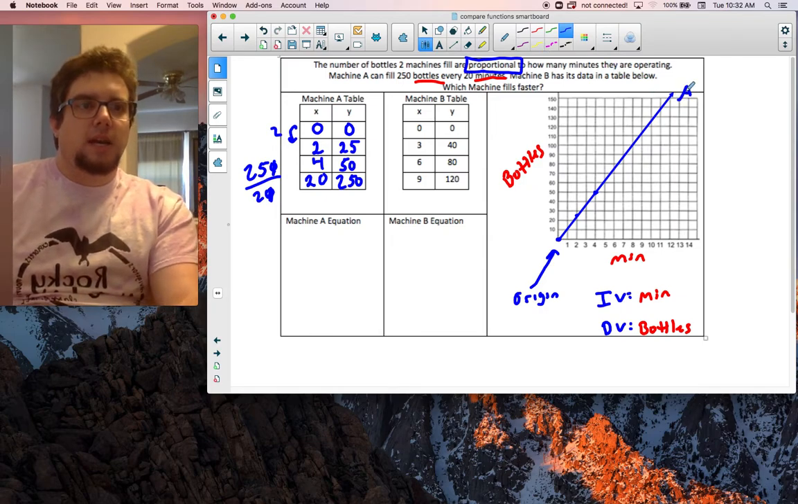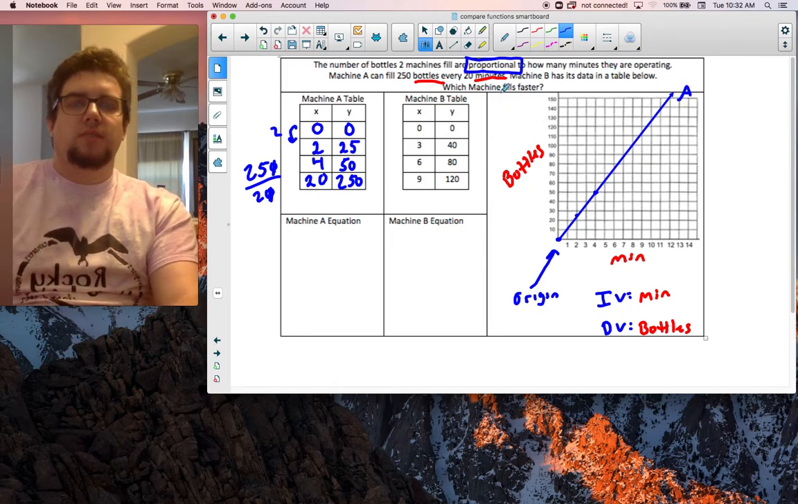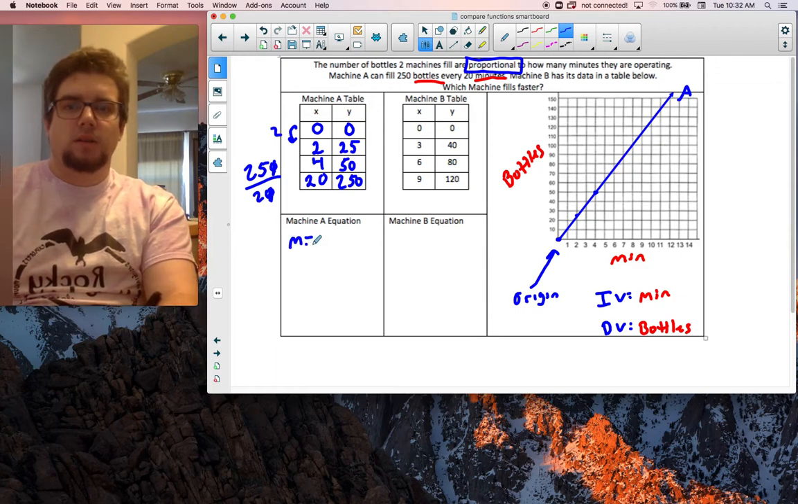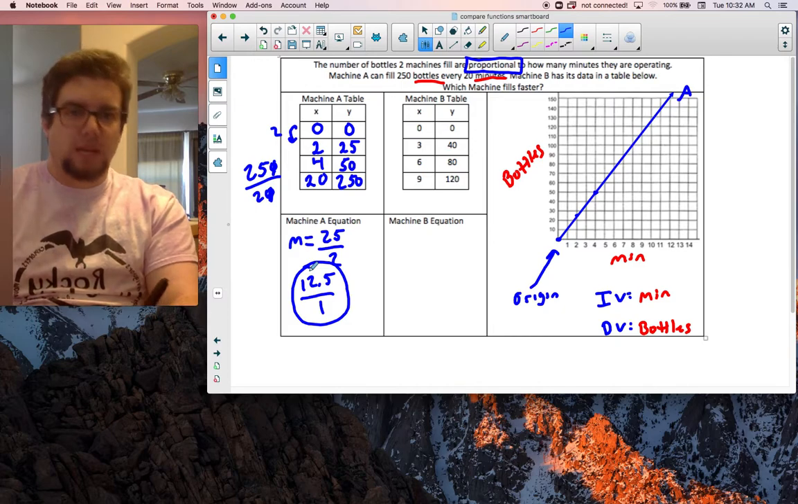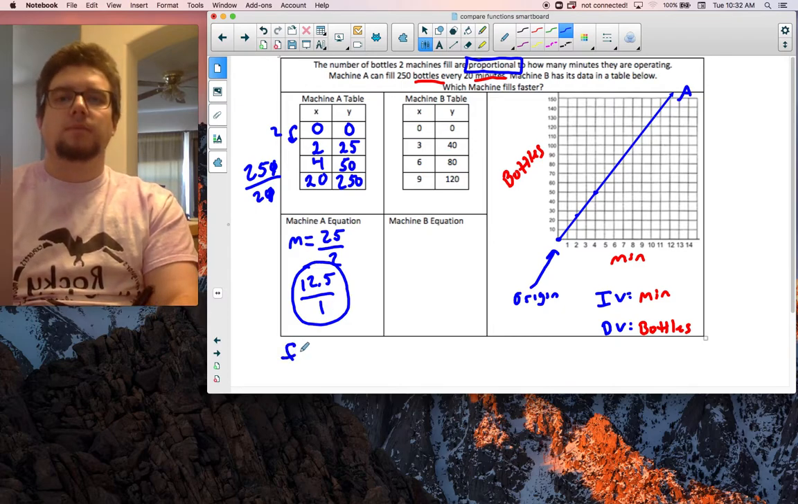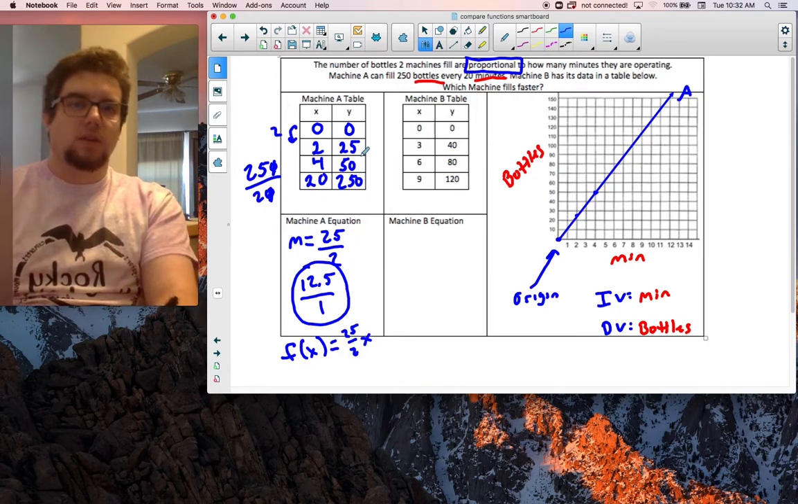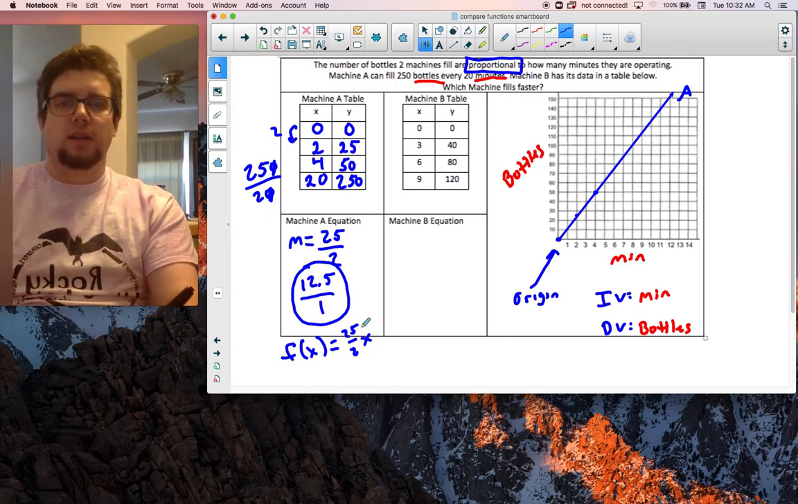So that's machine A. So we want to know which machine fills faster. So the slope is telling us how we're doing. 25 over 2. So if we were to boil this down to a unit rate, this machine's able to fill 12.5 bottles every minute. The equation is quite simple. It's 25 over 2x. There is no y-intercept, so we don't need to include anything.